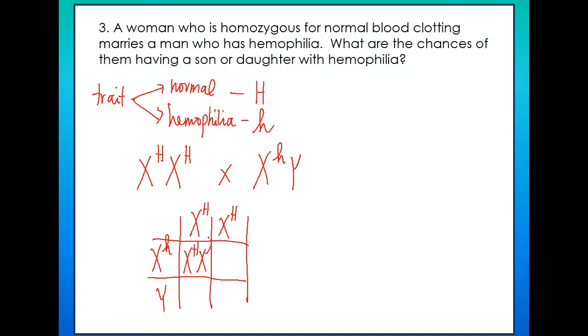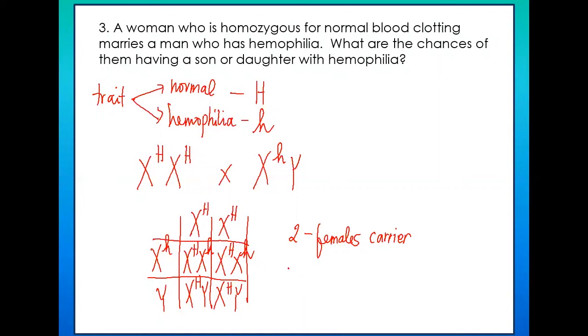So we have this one, and here, and in this case, and in this case. These are the possible genotypes. Now, looking at the phenotypes, we have two females, the same, that are carriers of the hemophilia allele. But again, normal blood clotting is dominant, so it will overpower the recessive one. So two females that are carriers of the hemophilia allele.